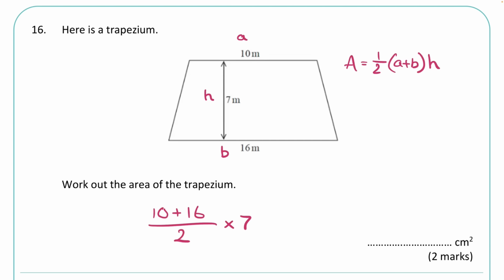Now thankfully all of that can actually be typed in one go in your calculator. So 10 plus 16 divided by 2 is equal to 13, and times that by 7 is 91. So the area of this trapezium is 91 centimetres squared. And there we go, that's the area of a trapezium.